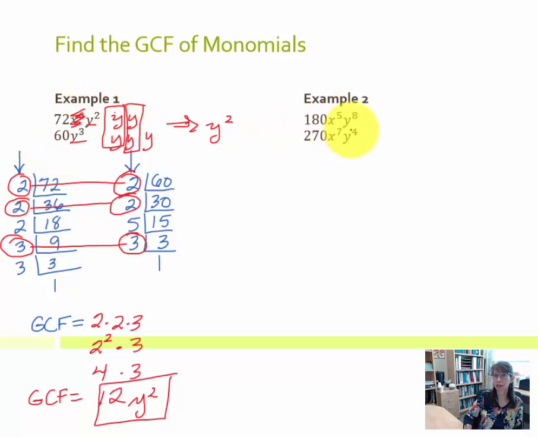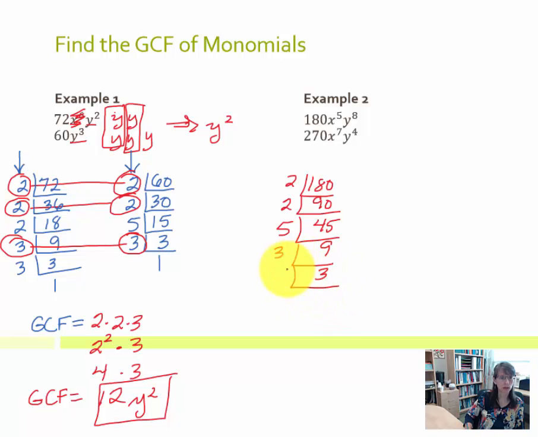Now let's try the process over again in example 2. We're starting with 180. Since it's even, I'll divide by 2. That leaves 90. Again, that's even, so I might as well divide by 2. That leaves 45. That's not even, but it ends with 5, so I can divide it by 5. That leaves 9. 9 is divisible by 3. That leaves 3. And 3 is divisible by itself, leaving 1.